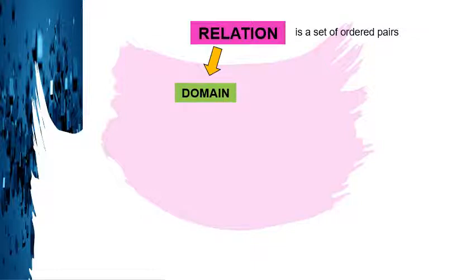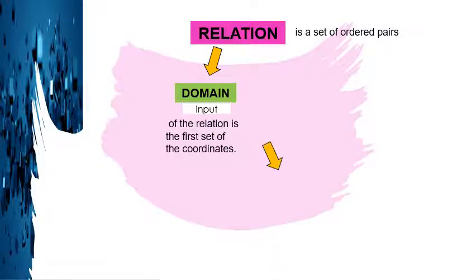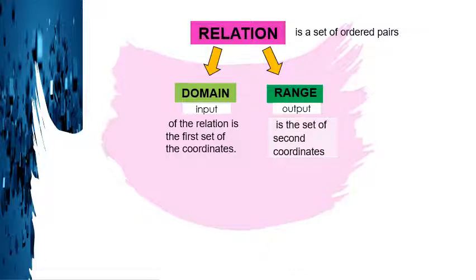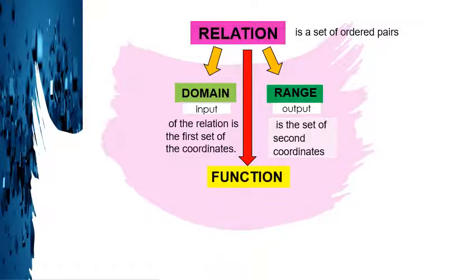Another name for domain is input, and the domain or input is the first set of the coordinates, so it means that is x. And we have the range, that is output, a set of the second coordinates, or we can say that is y.